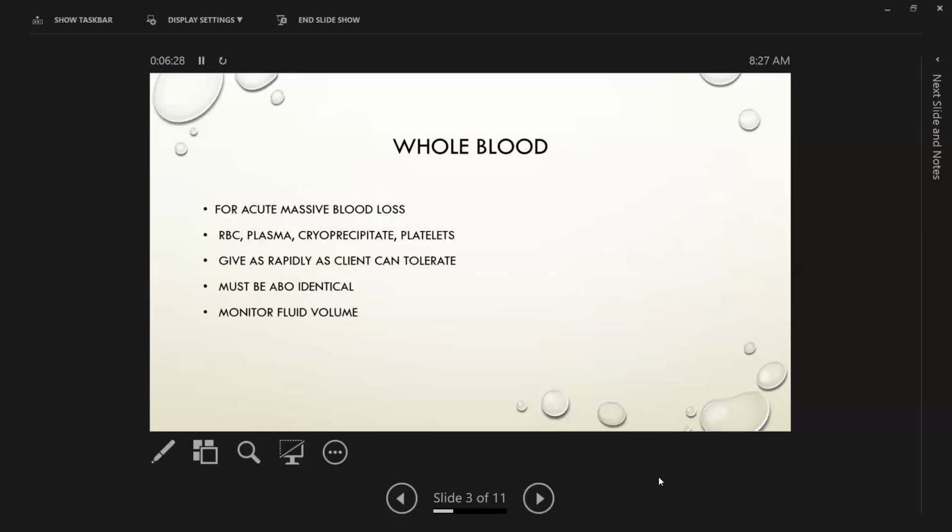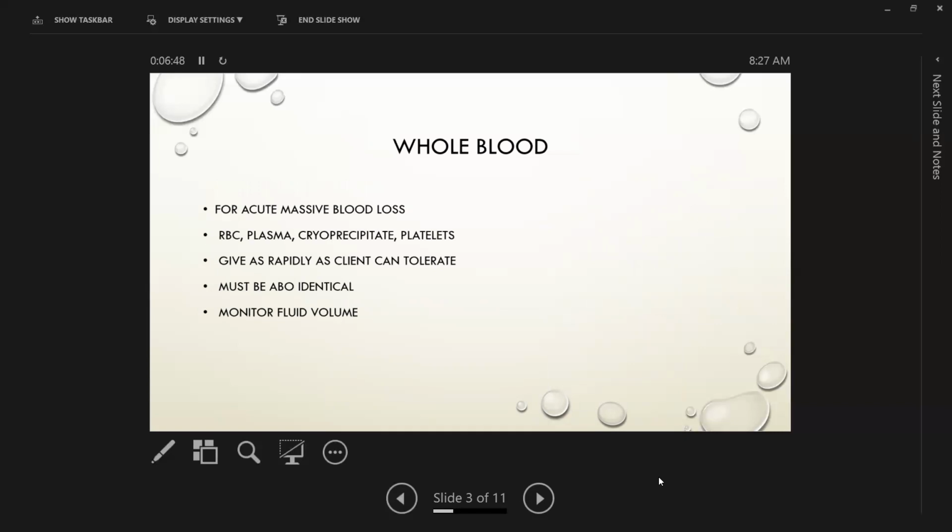Whole blood. So let's talk about some different types of blood. The first type of blood is whole blood. Whole blood we see utilized for acute massive blood loss. This is a trauma client. It may be military. It could be in a mass casualty disaster event.